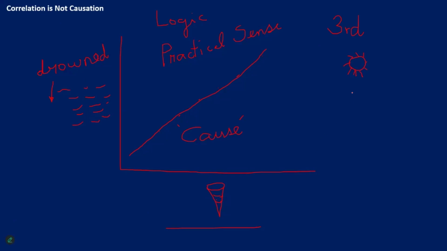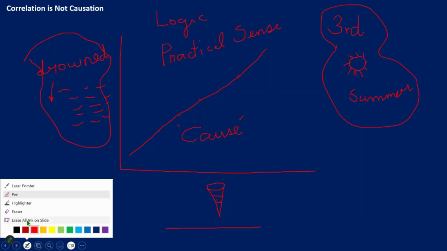As it is summer season, ice cream sale is more. As it is summer, more people go to swim, right? So the third factor is this one. So these two are not related, even though the data exactly shows this. Let's go with another example, then we can understand better. Same only.